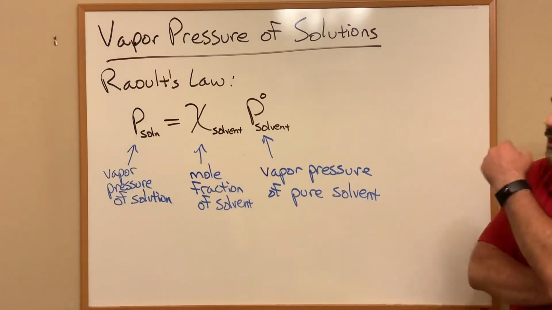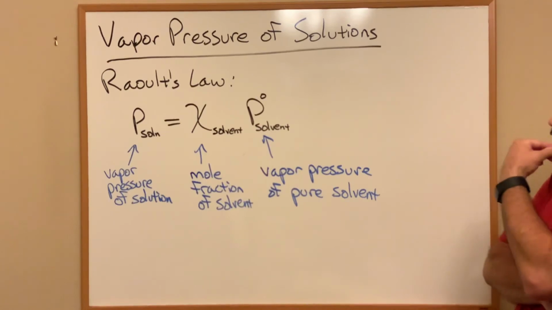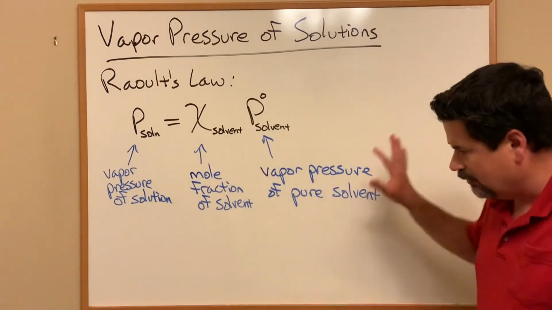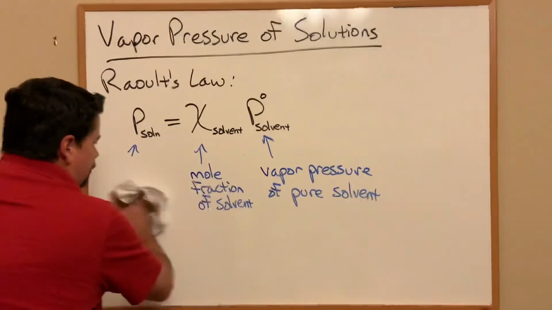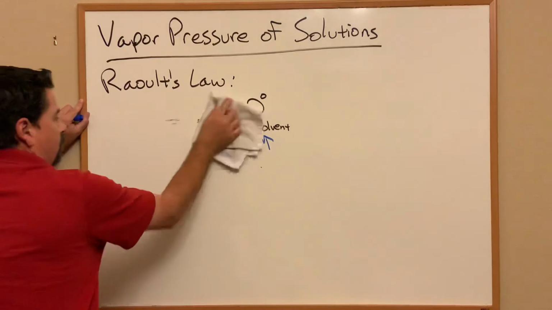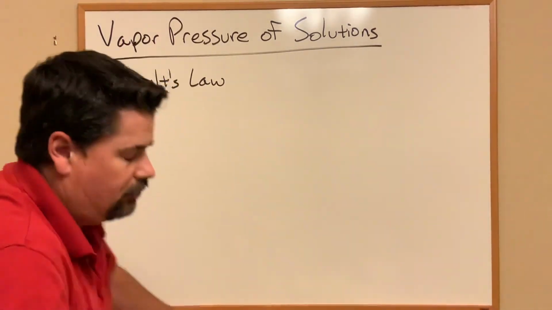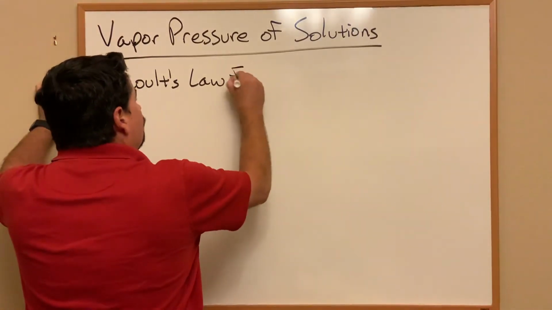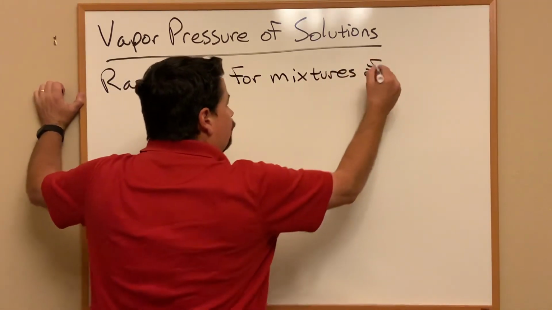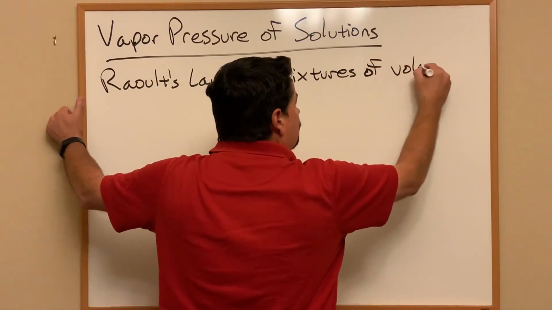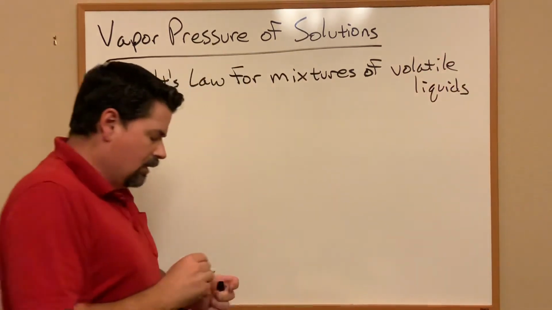Just the sort of general case that we started with, we were looking at non-volatile solutes, but we can apply this a little bit more, and let's go ahead and look at another version. So this is for non-volatile solutes, and let's look at another version for mixtures of volatile liquids. Now what does volatile mean?